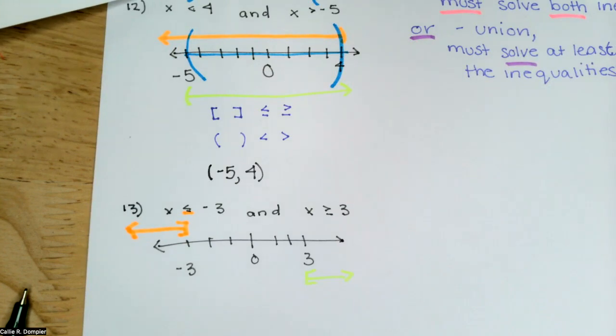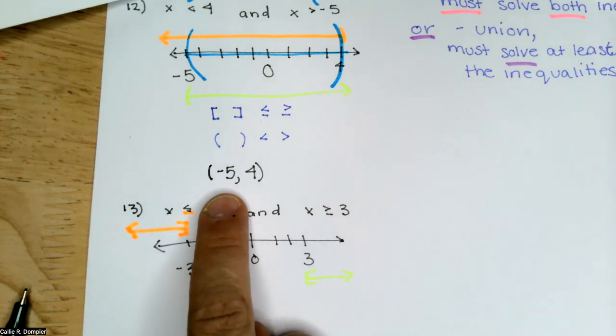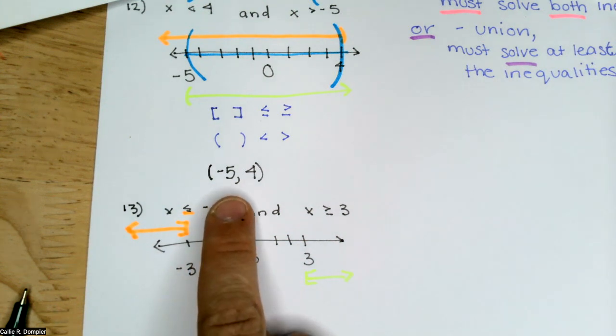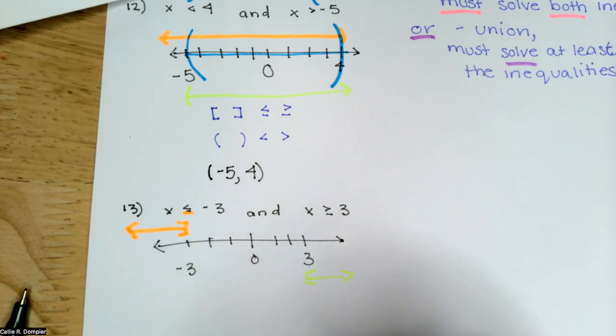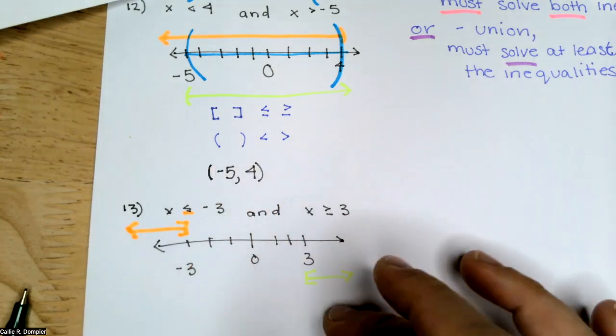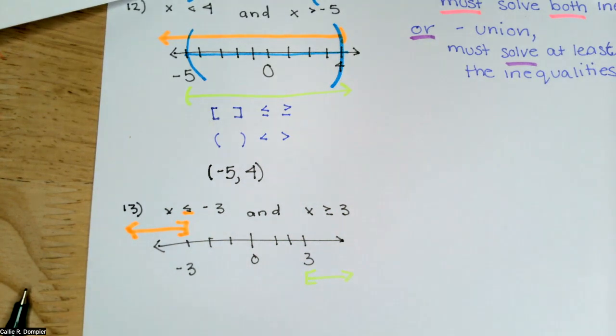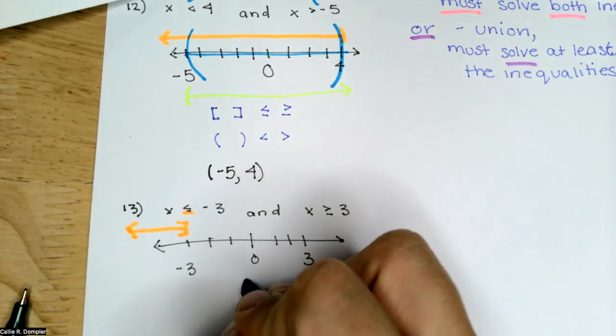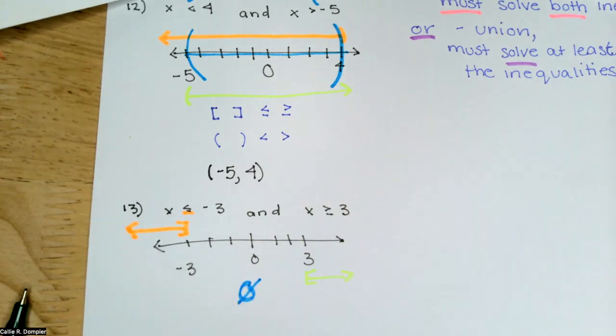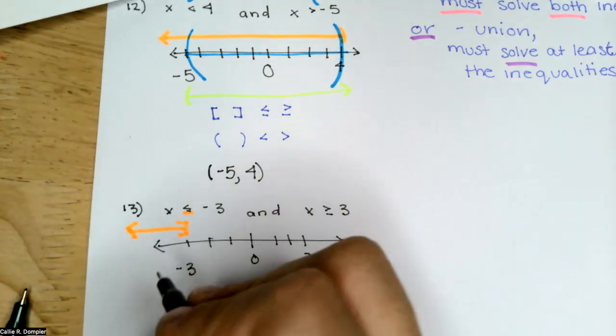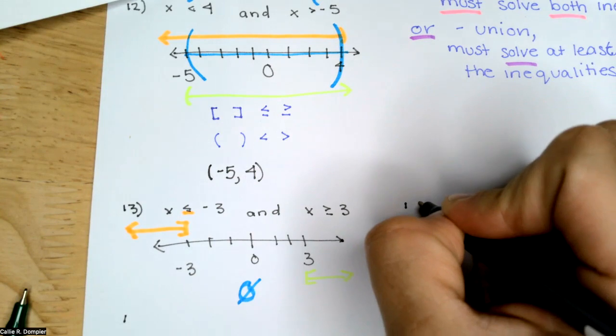Where does it overlap? It does not overlap anywhere. So your graph is just going to be blank and you're going to say that there is no way to write that in interval notation. So you're going to choose that second box. You're just going to write 0, 0. That wouldn't work. You're just going to say whatever that one says. I think it says the solution set is null.